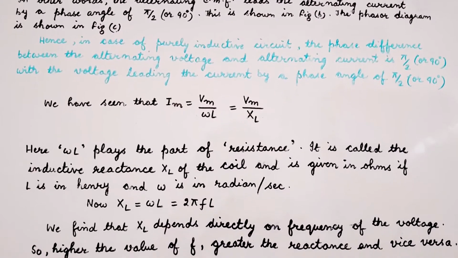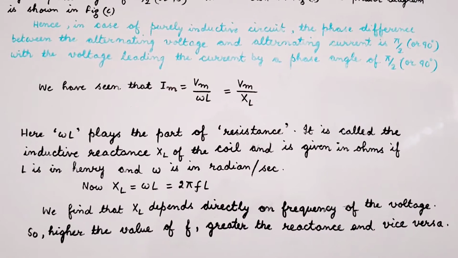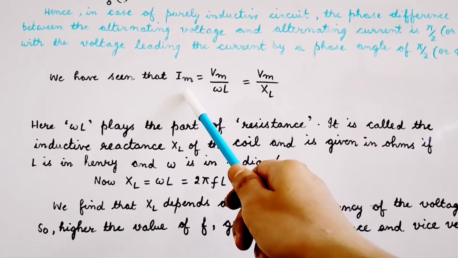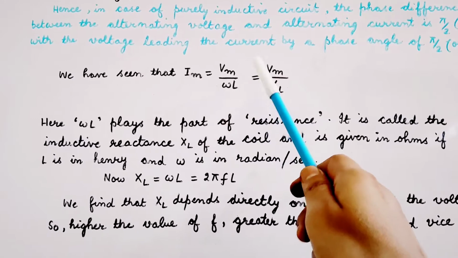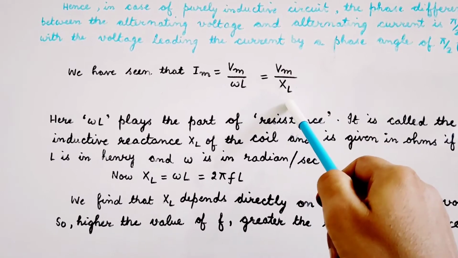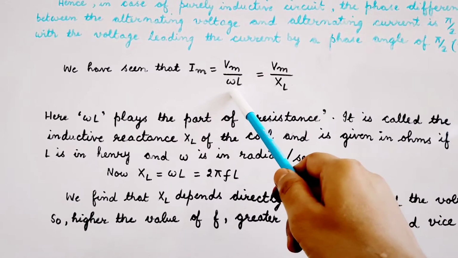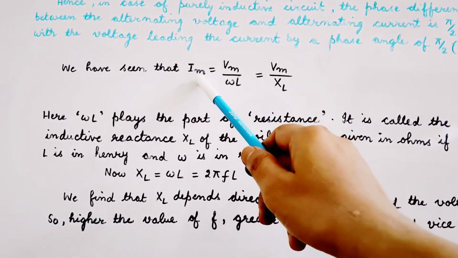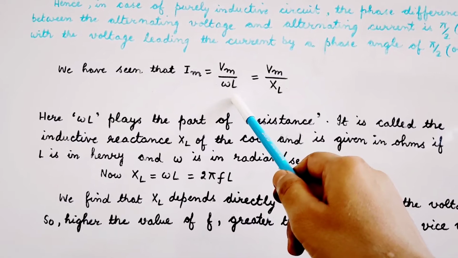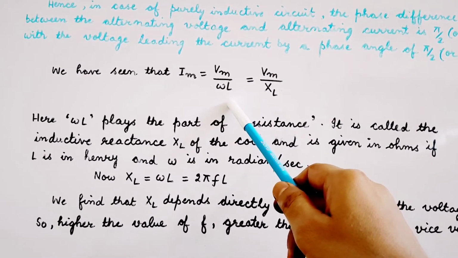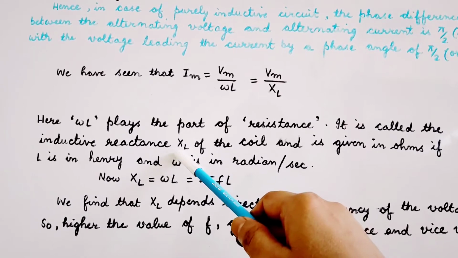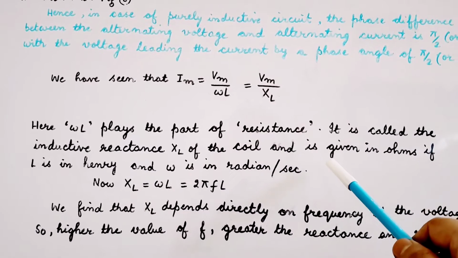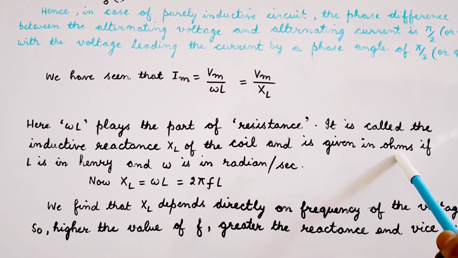From the expression of current, we have that Im, the maximum value of the current, is equal to Vm upon omega L, and we can write this as Vm upon XL. Here omega L plays the part of the resistance, because voltage upon resistance is current. It is called the inductive reactance, and it is represented by capital XL of the coil. So XL is the inductive reactance of the coil, and its value is in ohms.